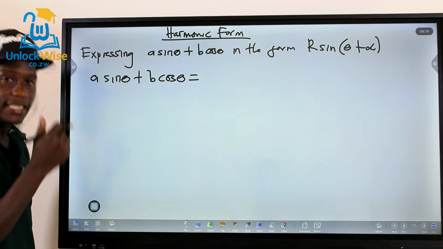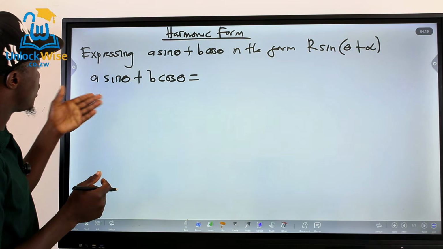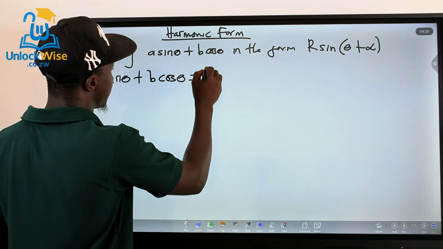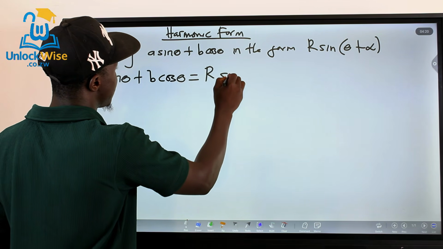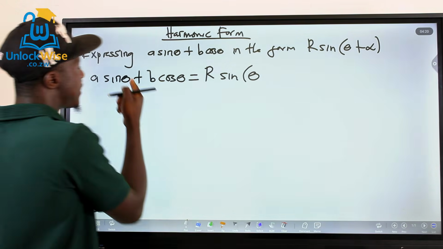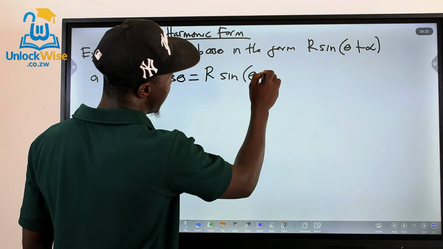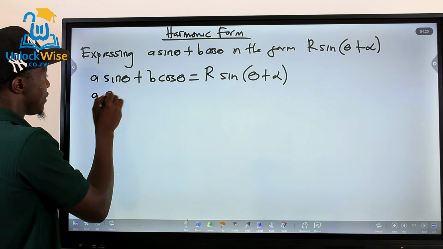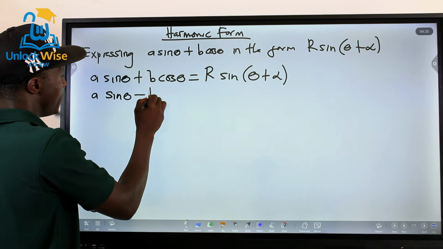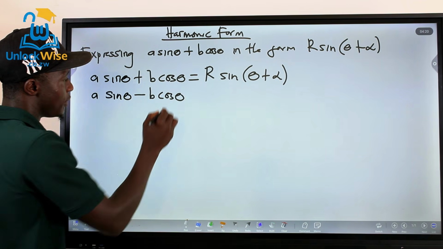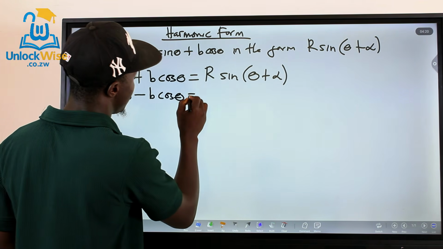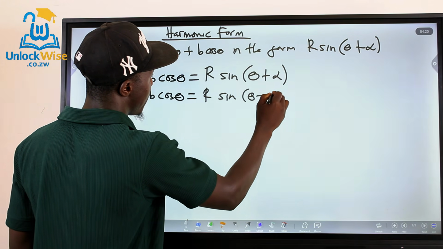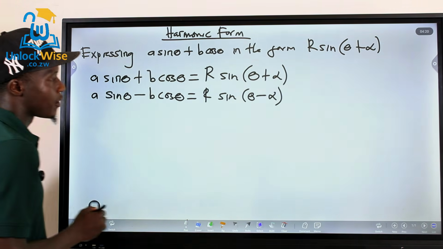Since the question is starting with sine, this whole expression will be for sine. You can say r sine theta plus alpha. When the sign is plus, the sign is also plus. And a sine theta minus b cos theta is equal to r sine theta minus alpha.